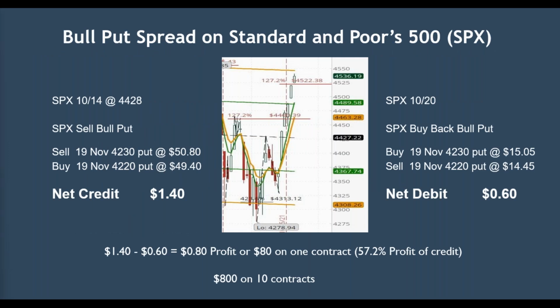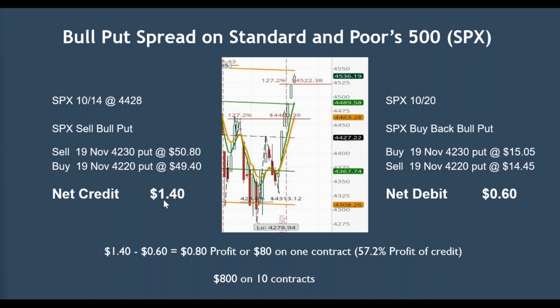Now, this is an example of a bull put spread we put on the S&P 500. We were only in for a short time here. We sold the 19 November at $50.80 and bought at $49.40 for a net credit of $1.40. A lot of people say, well, why didn't you just sell this? Well, that's called selling naked. The floor traders and the brokers are going to require a lot of margin and a lot of years of experience. This is a high risk trade, and the return on margin is better using a credit spread and having protection.